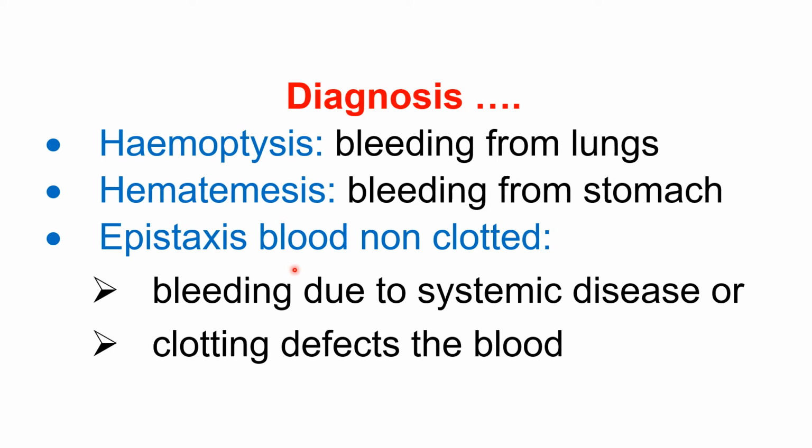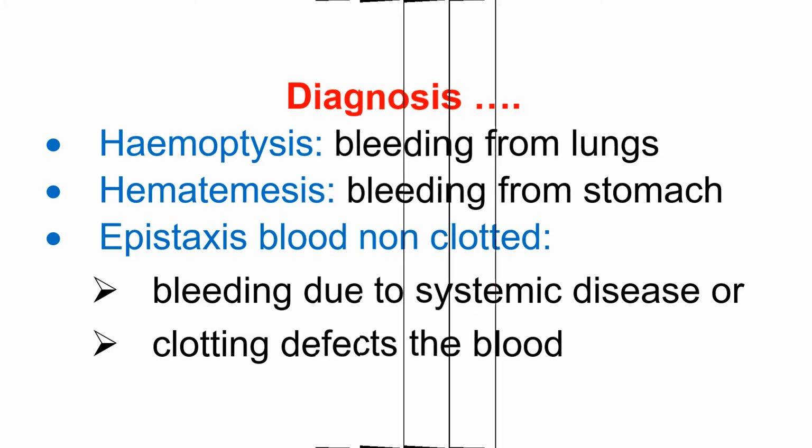If the blood is found non-clotted, then it is assumed that the bleeding is due to some systemic disorders or systemic diseases, or maybe some clotting defect of the blood that prevents the clotting of the blood. So epistaxis blood may be non-clotted due to these two reasons.